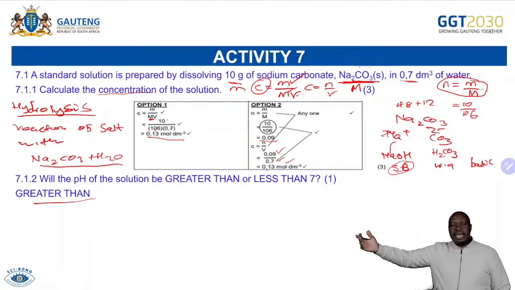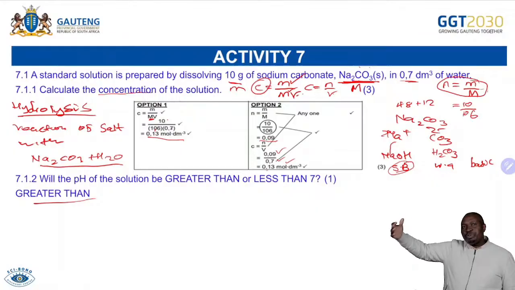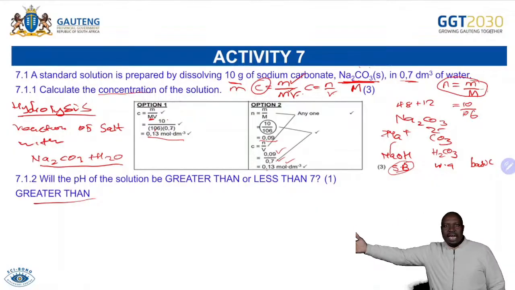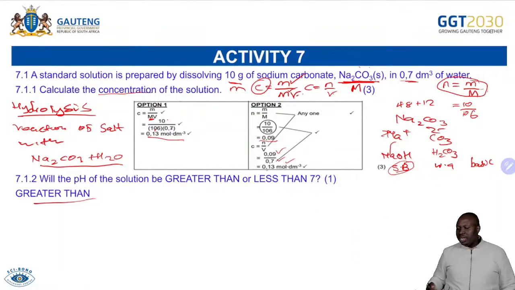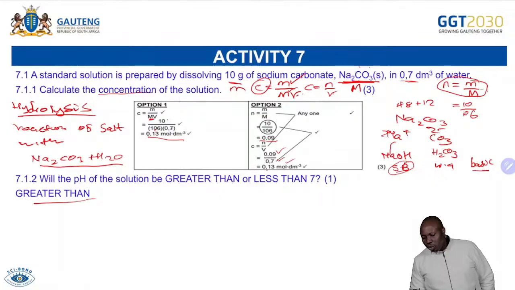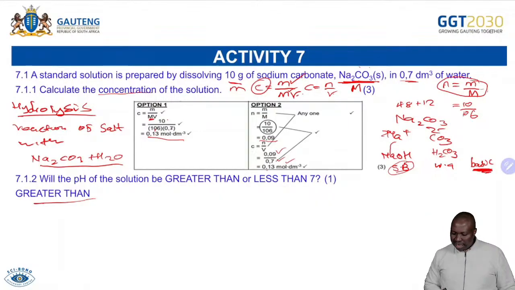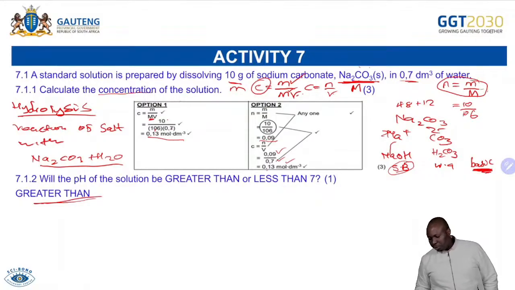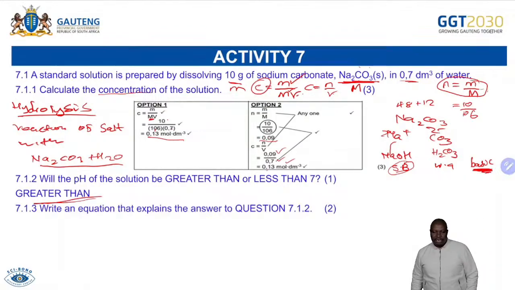Because it's a strong base and a weak acid, the equivalence point would be on the alkaline or basic side of things. So you are expecting a basic solution, which means the equivalence point will have a pH greater than 7. We'll have our equivalence point with a pH of greater than 7.